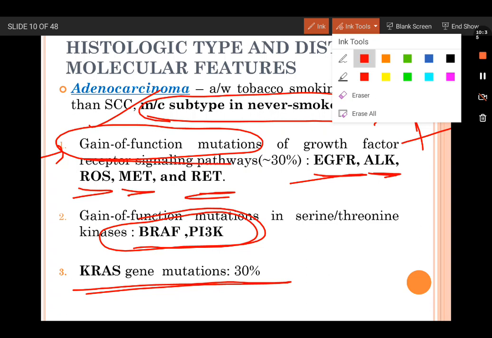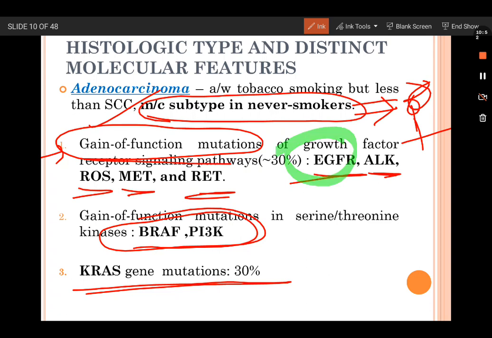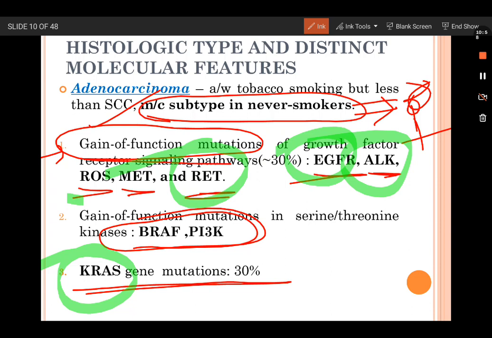Just remember the names. Adenocarcinoma is associated with tobacco smoking, but not as much as SCC. It is the most common subtype in never smokers and women, and the mutations are EGFR, remember EGFR, KRAS and RET, and then you can remember ALK. Remember EGFR, RET and KRAS.